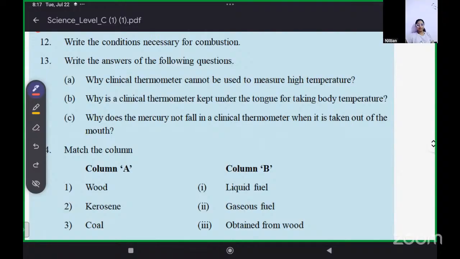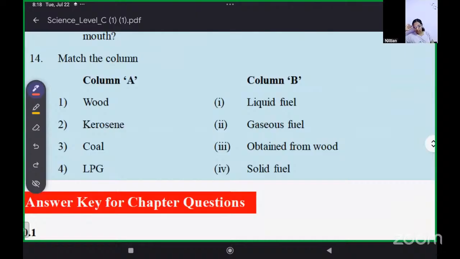It's because, ma'am, the mercury has expanded and the glass is not absorbing the heat. Yes, that is right. Wood is obtained from wood. Kerosene, liquid fuel. Coal, solid fuel, and LPG, gaseous fuel.